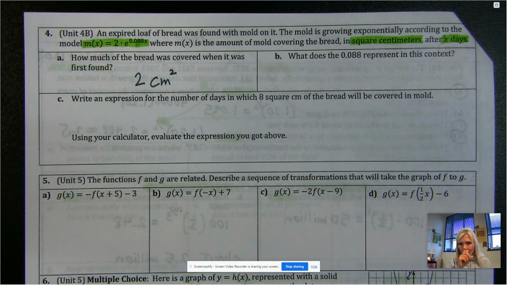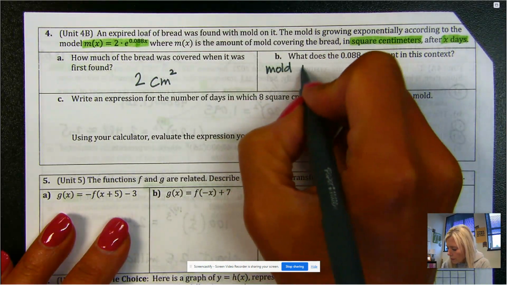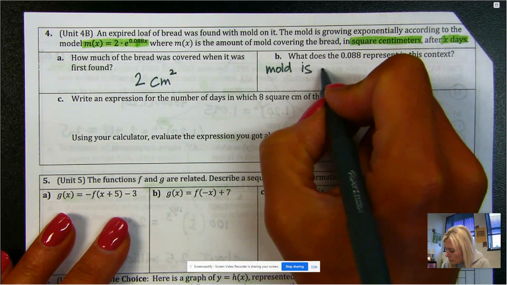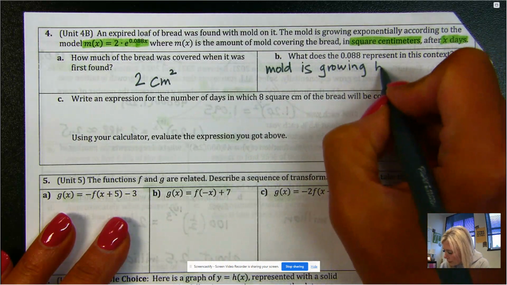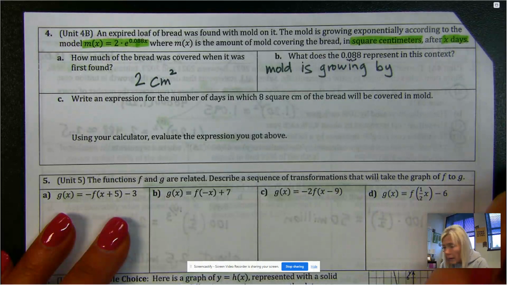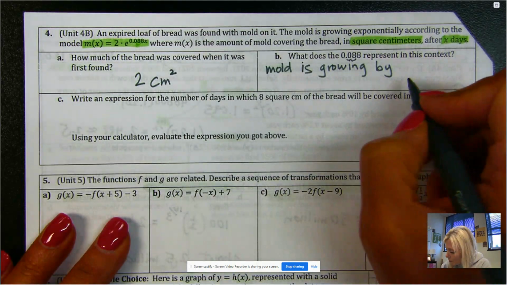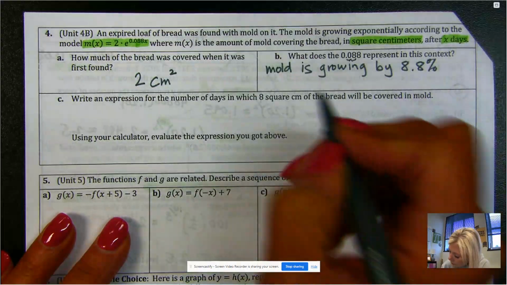What does the 0.088 represent in this context? It represents, remember, it's called the continuous growth factor. So it means that the mold is growing by, let's see here, if we move that decimal 2 places to make it a percent, 8.8%.